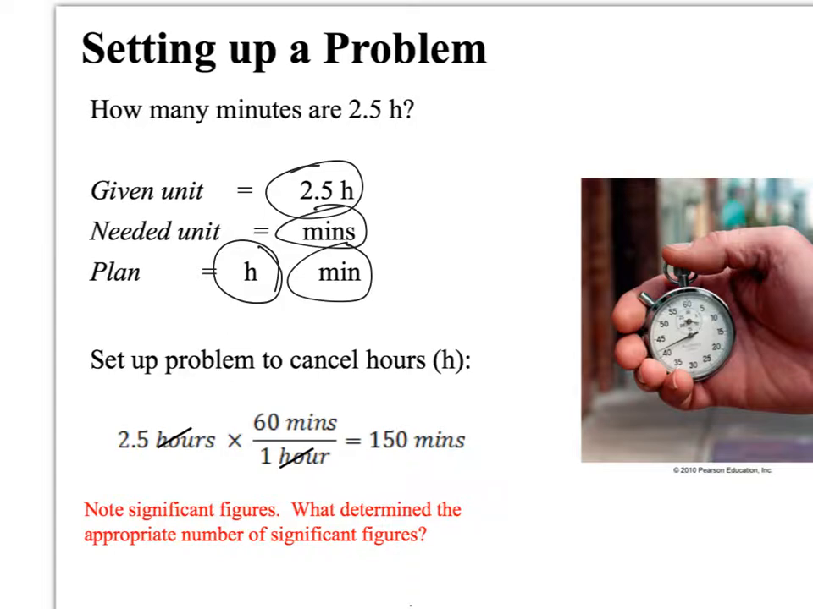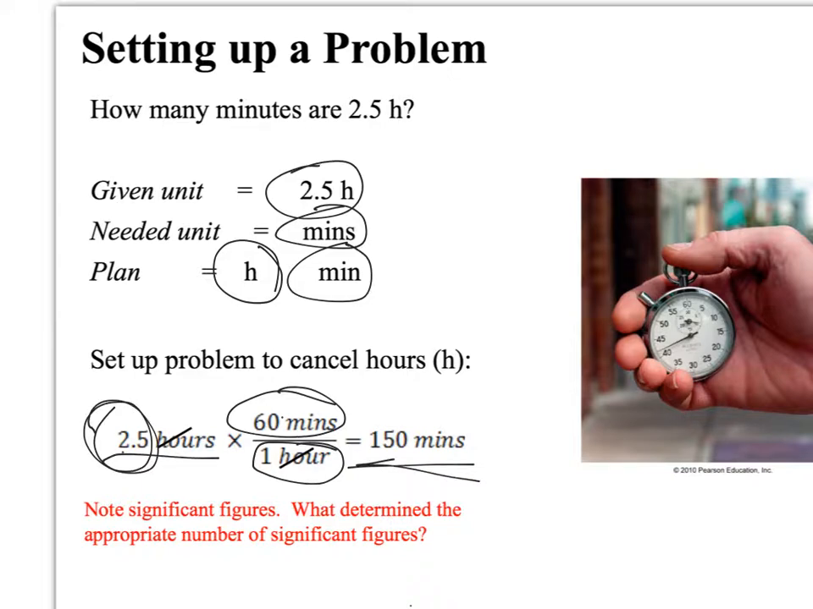So we're going to write 2.5 hours, and then we're going to use a conversion factor that places hours in the bottom, minutes on the top, and then multiply 2.5 times 60. Our calculator will give us a number, but then we have to round to two significant figures. So our answer is 150.